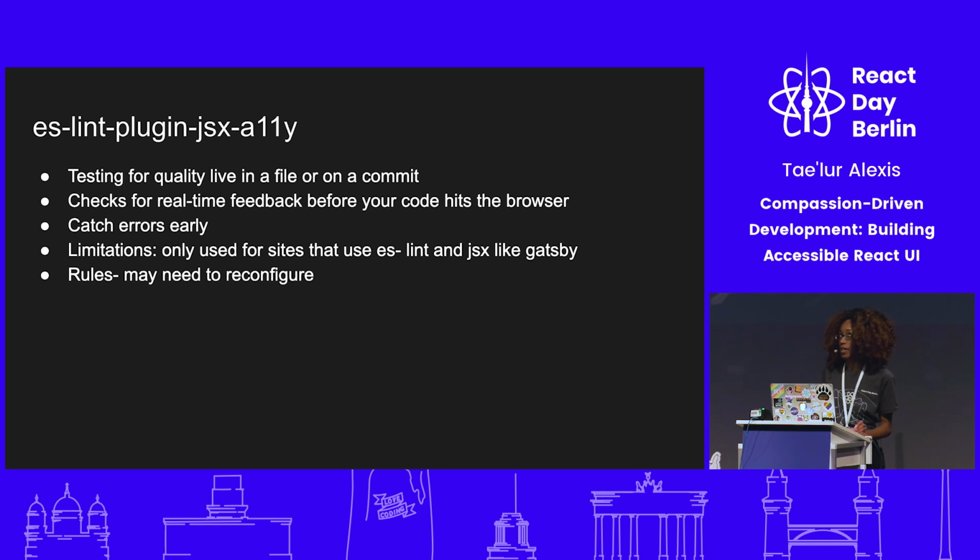I believe you can use that for Gatsby applications, stuff like that. It tests for quality live in a file or on a commit. So it provides those little annoying warnings when you're using ESLint on what you could do better, and it catches errors early, because that's really the important thing, to be able to ship bug-free code to your users. You can also reconfigure the rules so it doesn't throw unnecessary errors to you. The limitation for the plugin is that it's only used for sites that use ESLint and JSX, like Gatsby or React or Create React App.